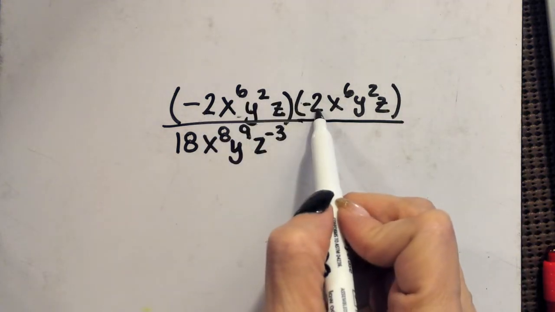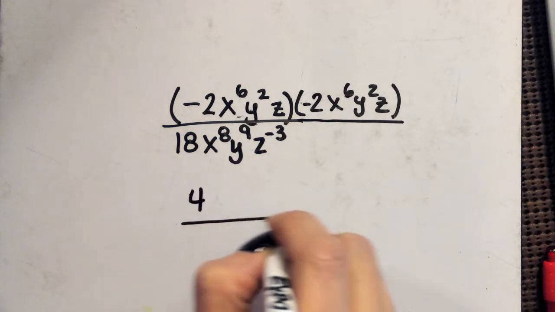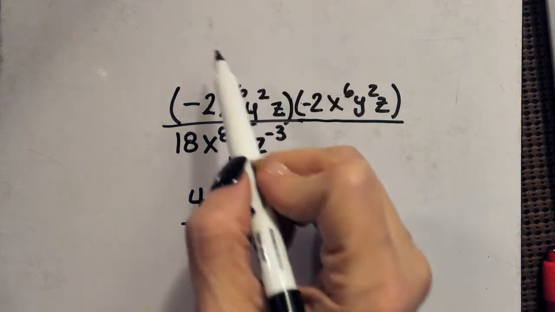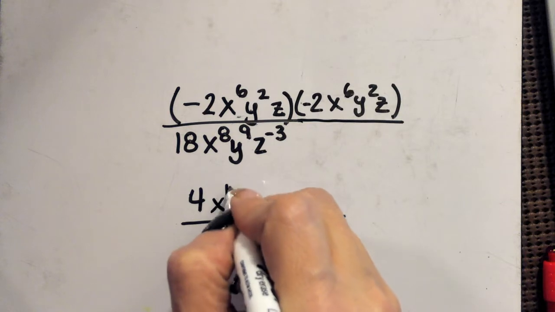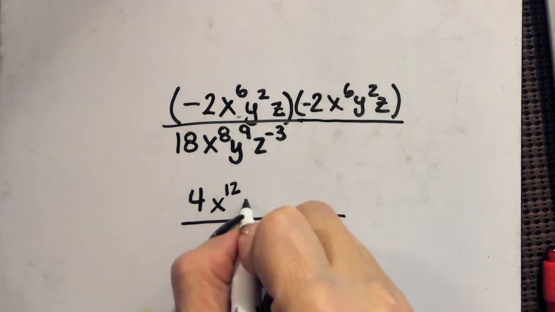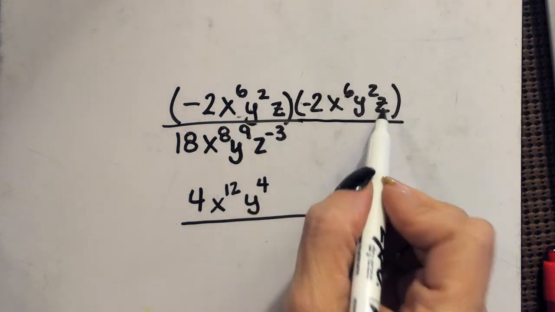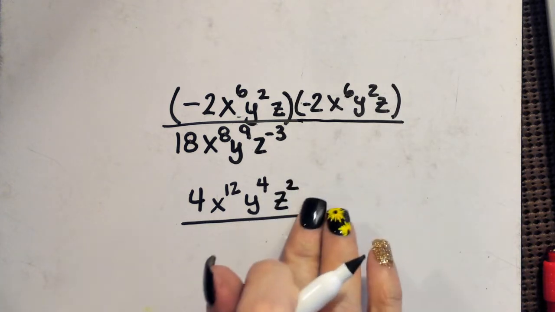-2 times -2 would be +4. I'm just going to draw my line here. 6 x's here and 6 there. So remember, I write it all out. 6 and 6 will give me 12. 2 y's and 2 more y's will give me 4 y's. 1 here and 1 here, I have 2. So that's z to the 2nd.